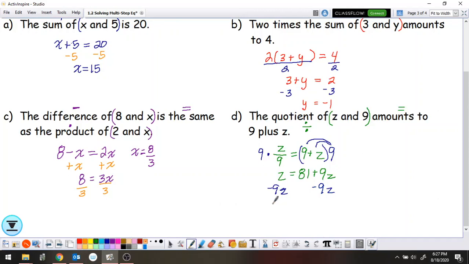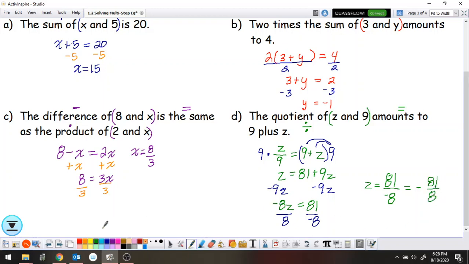So now I have negative 8z equals 81. Divide both sides by negative 8. And 81 is not divisible by 8, nor do we have a common factor for the two of them. So our final answer, you can leave it as 81 over negative 8, or what you would most likely see in any sort of solution guide is a negative in front of the fraction and then 81/8.